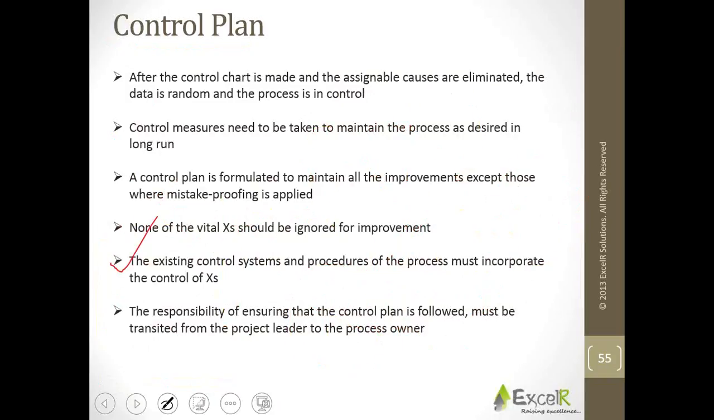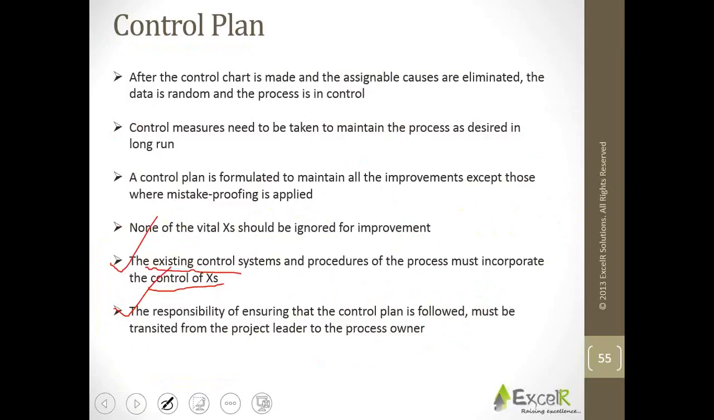The existing control systems and procedures of the process must incorporate the control of x's. You might already have existing systems, existing processes, procedures, guidelines, right, which were already established previously. You need to incorporate the control of inputs into these existing procedures.